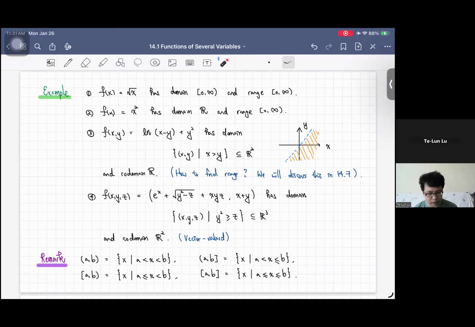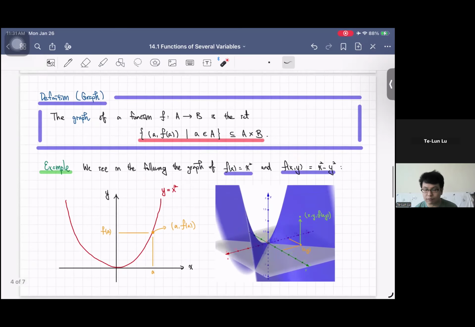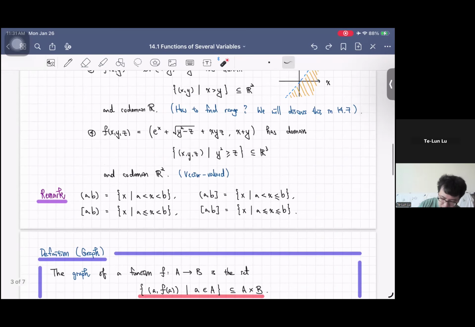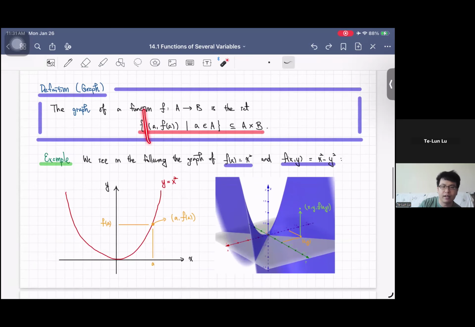Okay, I hope you guys are good with those examples. Now, let us give more definitions. So this section will just be about definitions and trying to understand those definitions. So the graph of a function, in this case, I also use a general notation, A and B. It's basically collecting the possible values A, and f of A with the condition that A belongs to A.